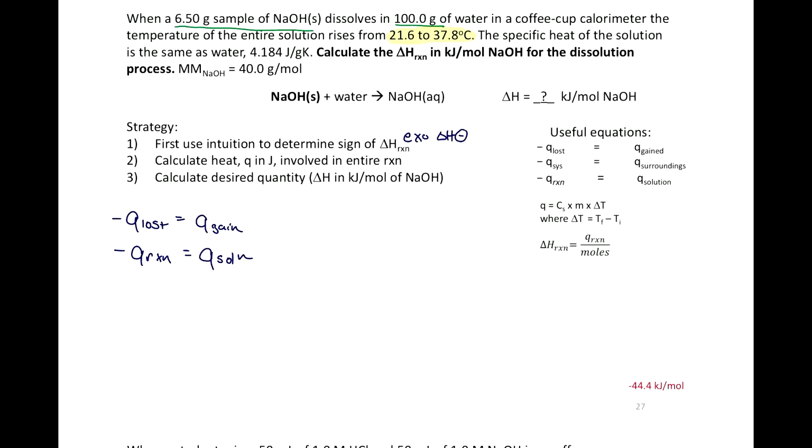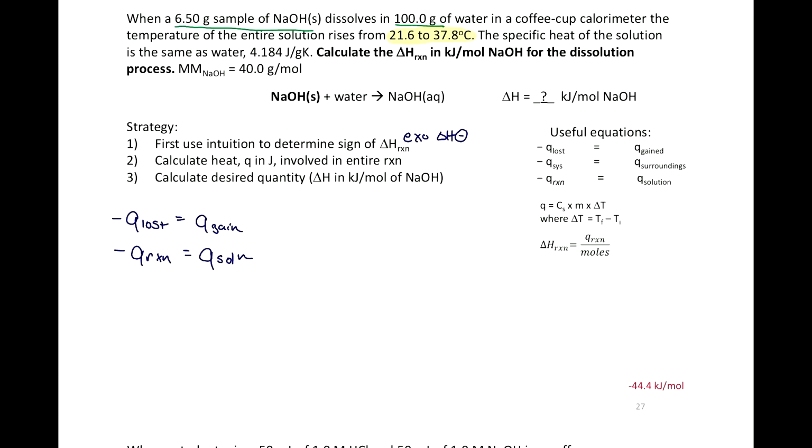That thermometer is not measuring the reaction directly. Instead, it's measuring the changes in temperature of the solution. So what we're going to do is Q equals mcΔT for the solution, because let's think about it. That thermometer is in the solution. We know its temperature change. So we know its delta T, right?